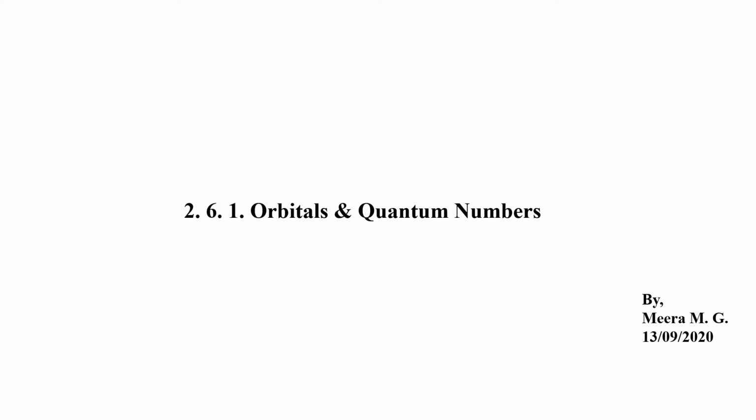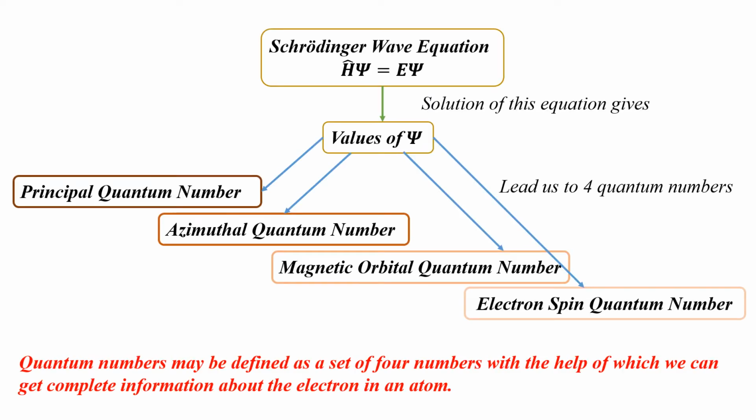Dear children, today the topic which is going to be dealt with is orbitals and quantum numbers. The quantum mechanical model was put forward taking into consideration the wave-particle duality of electrons. Schrödinger gave his equation, which is H operator psi equal to E psi, where H operator is a mathematical operator called Hamiltonian and psi is a wave function. When you solve the Schrödinger wave equation, we get the value of psi.